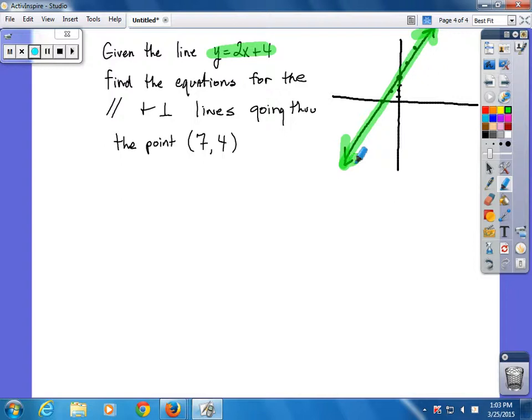Okay. Now, this point is 7, 4. 1, 2, 3, 4, 5, 6, 7. 1, 2, 3, 4. And we'll color this point yellow.